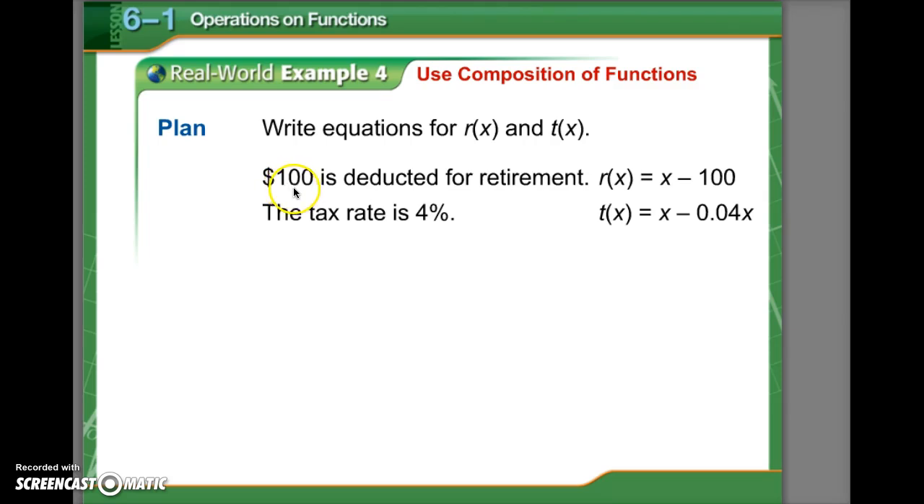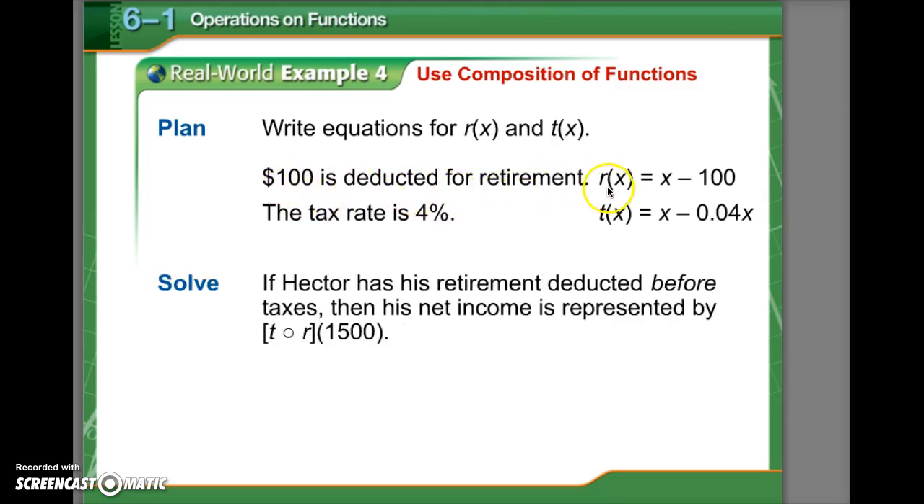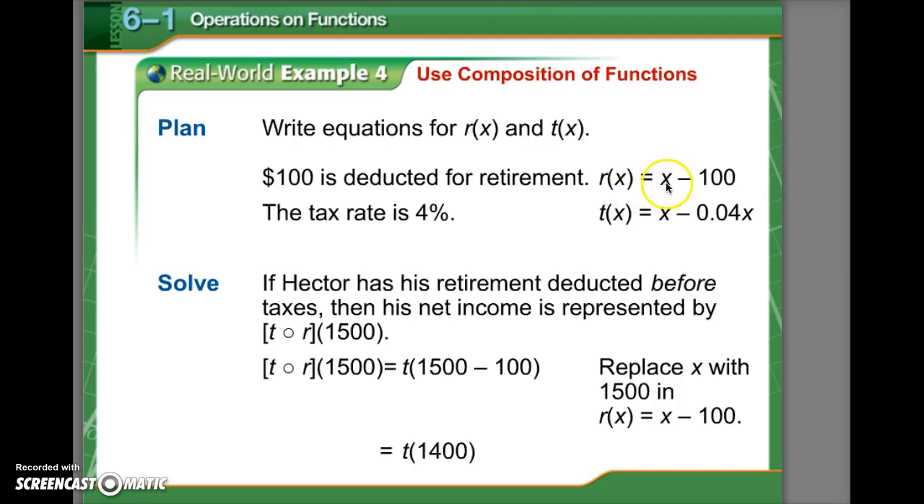So since we took out $100 for retirement, the R of X function is just going to be whatever his income is minus 100. Remember, income was X. And the tax rate is 4%, so the tax function is going to be his income minus 4%, which is 0.04 of his income. So if Hector has his retirement deducted before taxes, then his net income is T composition R. You're going to do the retirement first and then plug the retirement function into the tax function.